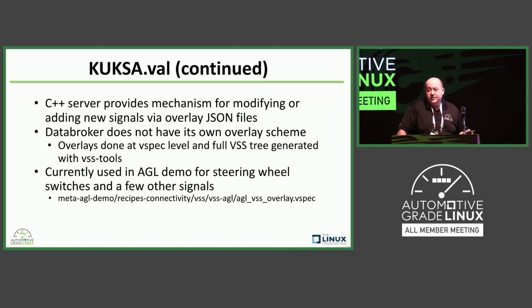The C++ server, the original implementation, provides a mechanism for modifying or adding new signals via overlay JSON files. We were using this initially in AGL for some things. The data broker does not do the same thing. It doesn't have its own overlay scheme like that. Overlays are actually done using VSpec files, the YAML-looking stuff that I showed to begin with. You basically generate a full VSS tree with your overlay integrated.